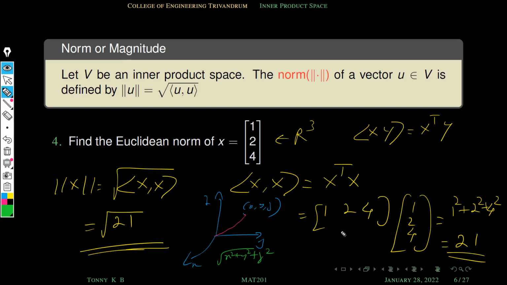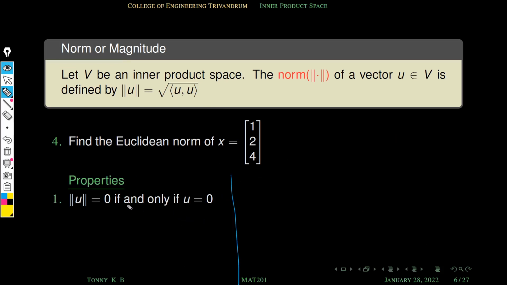That is the same as, suppose this is x, y, z. Then this becomes x square plus y square plus z square. Then there is a positive square root that gives the same value. So actually the Euclidean norm is the same as the usual modulus in 2D and 3D. But if you choose another inner product, then you can find another norm. So that depends on the context.